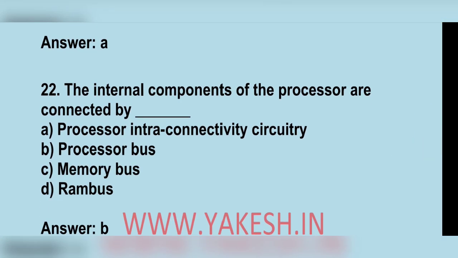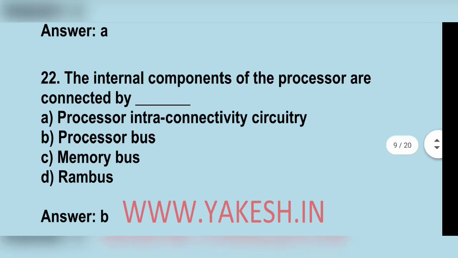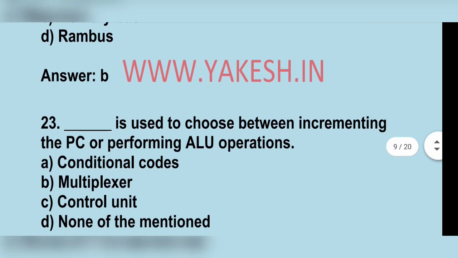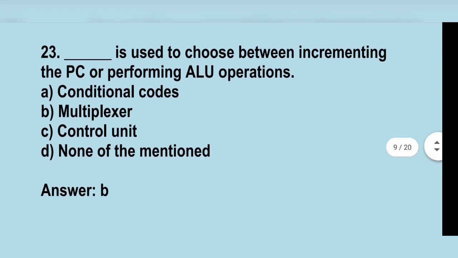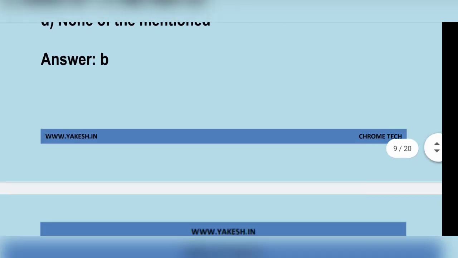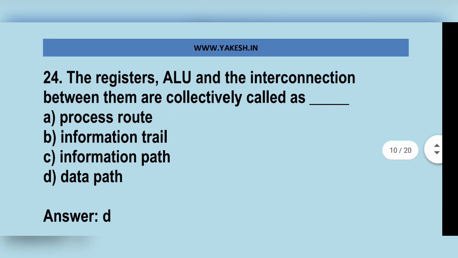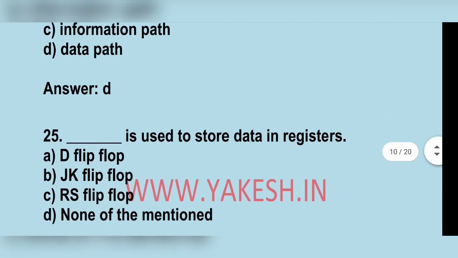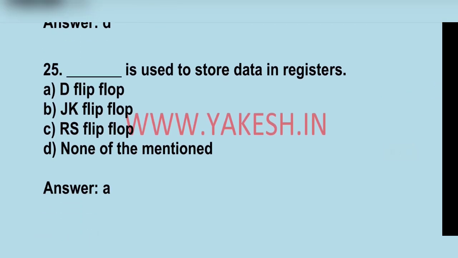Internal components of the processor are connected by option B, processor bus. Dash is used to choose between incrementing the PC or performing ALU operations. Option B, multiplexer is the correct answer. The registers, ALU, and the interconnection between them are collectively called option D, data path. Dash is used to store data in a register. Option A, D flip-flop. D flip-flop is the correct answer.